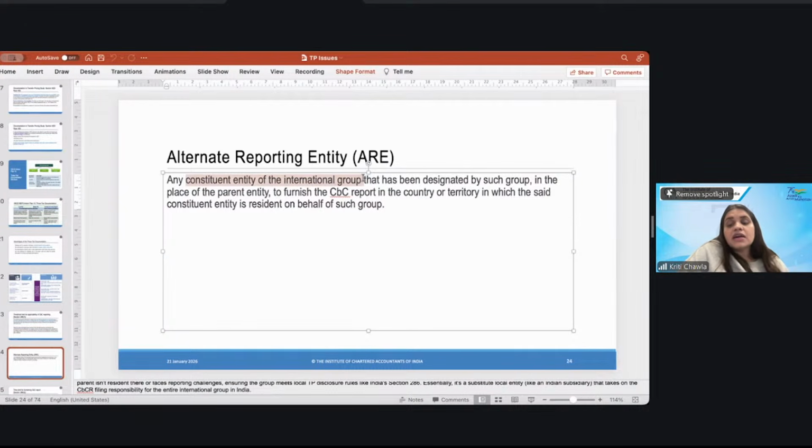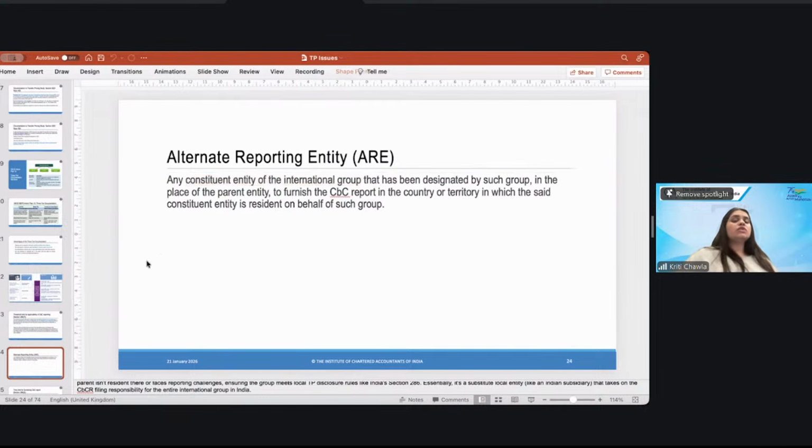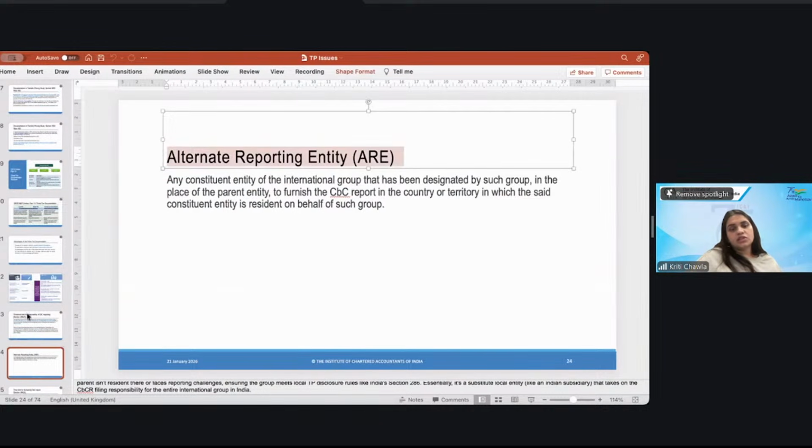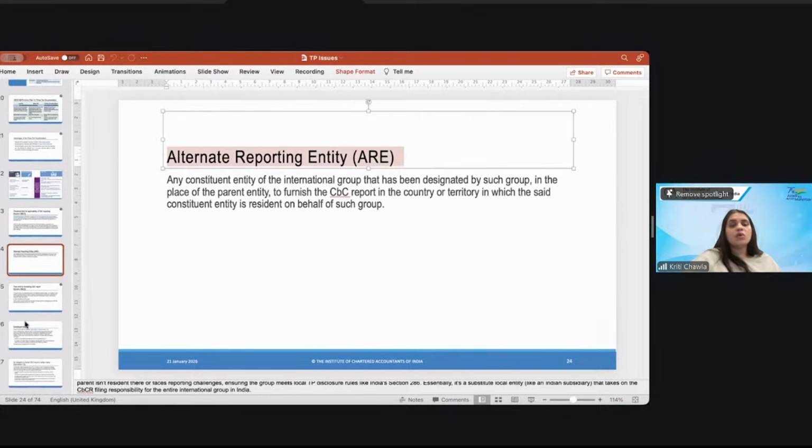So it's like a substitute local entity that takes on the CbCR responsibility for the entire group, and they will file it in India itself. So that's basically an alternate reporting entity. When you read through the rules relating to transfer pricing documentation, when you read through section 286, this is one terminology that will appear very frequently: alternate reporting entity.